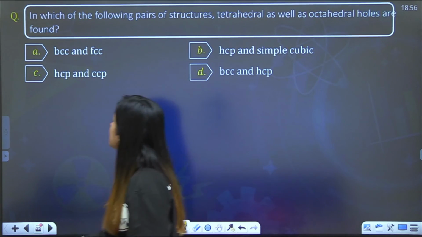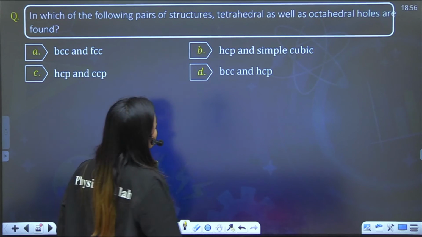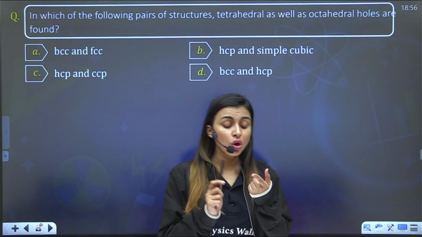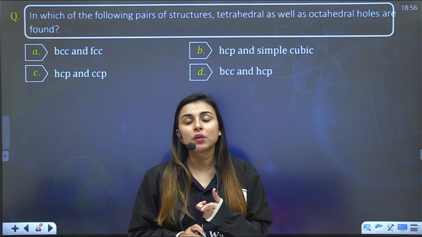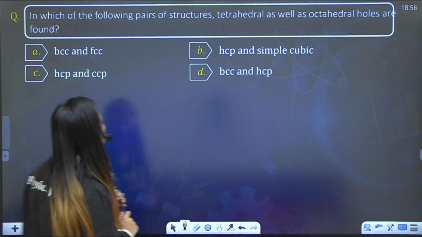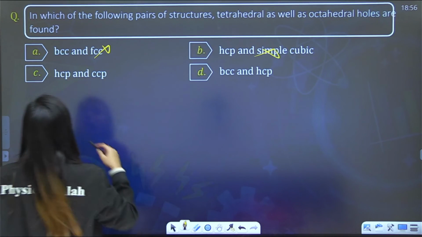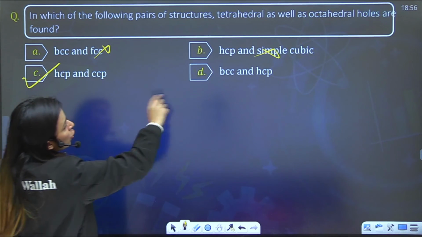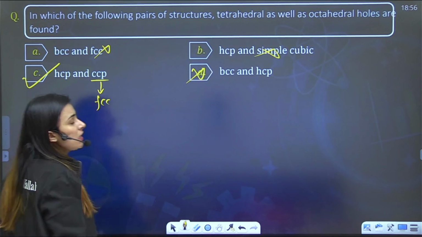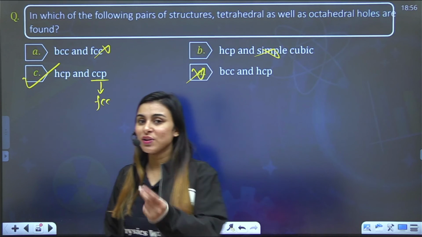Now the question says: in which of the following pairs of structures are tetrahedral as well as octahedral holes found? They are not found in the primitive and not in the body centered crystal systems. So it is not present in BCC, not present in simple cubic; HCP and CCP, yes. You know that CCP is your FCC. So option 3 will be your correct answer. Okay, perfect. Now let's move forward.